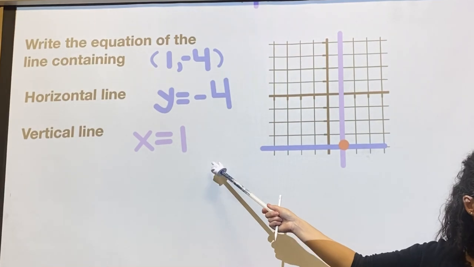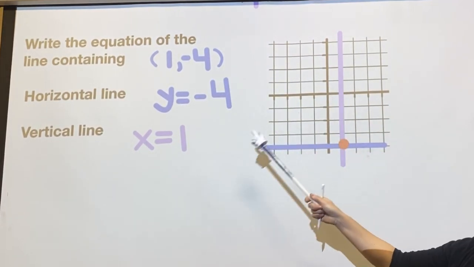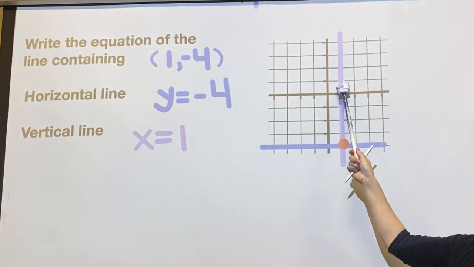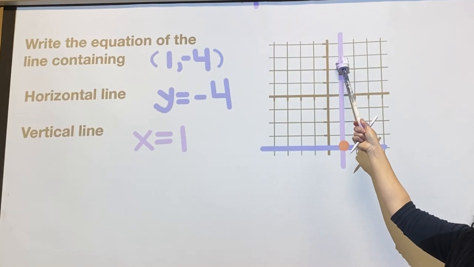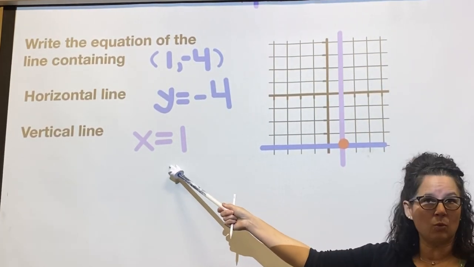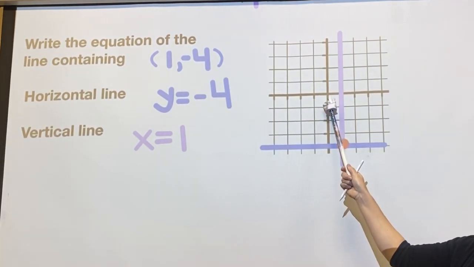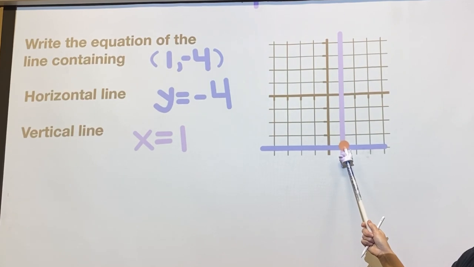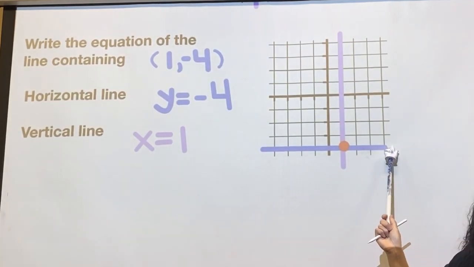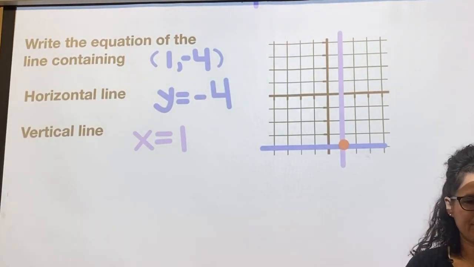But mathematically, the reason why is every point on this purple line is 1 comma something. That's 1 comma 0, 1 comma 1, 1 comma 2, 1 comma 3, 1 comma 4. Every single point on there, the x is 1. And all the points on the blue one, this one is at 1 comma -4, 2 comma -4, 3 comma -4, 4 comma -4, so my y's are always -4.